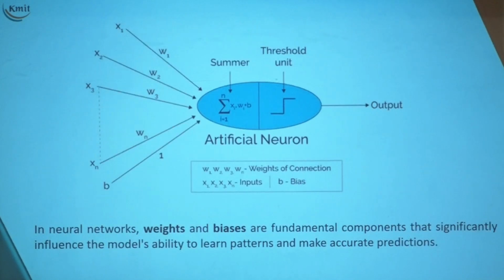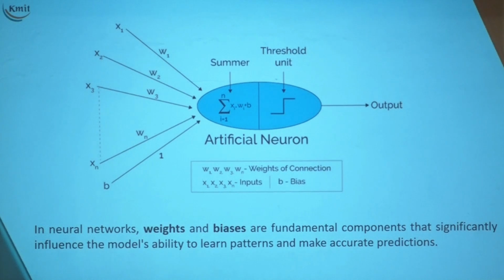So what are those weights and biases? Please read that point, which is very important. In neural networks, the weights and biases are the fundamental components that significantly influence the model's ability to learn. As I told you, training, teaching, would be done with respect to what? The weights. So the model's ability to learn would be improved by these weights and bias terms, and make accurate predictions.